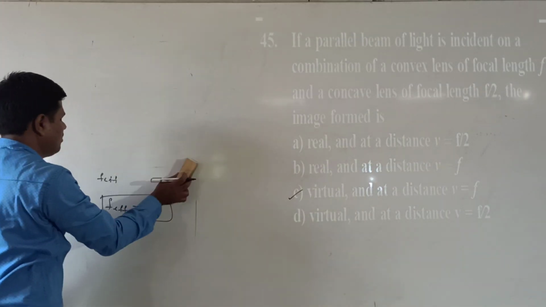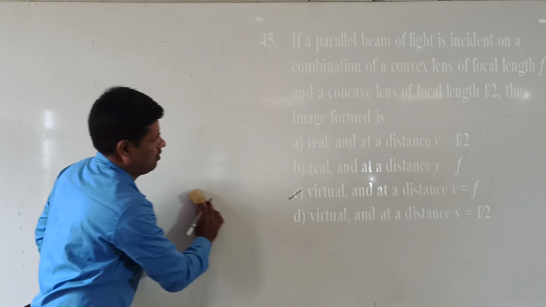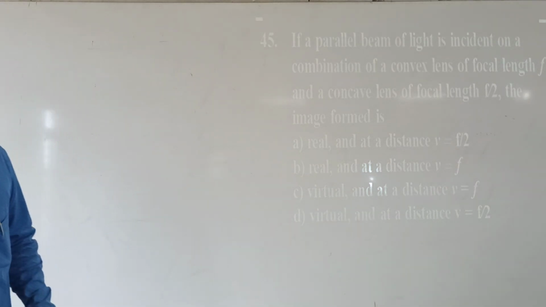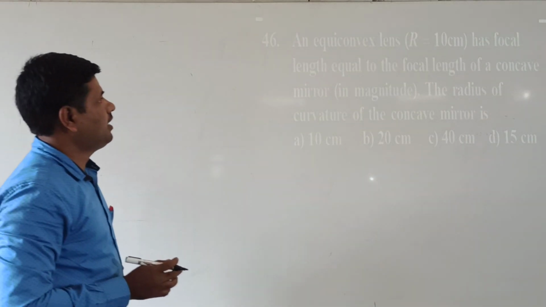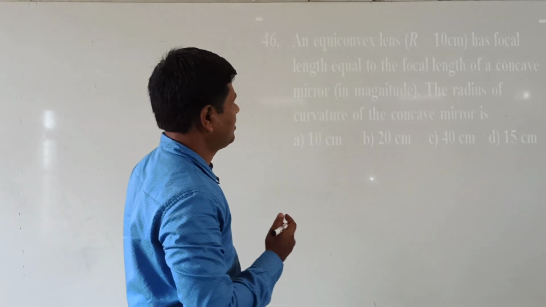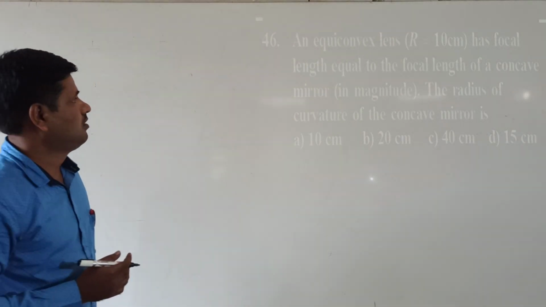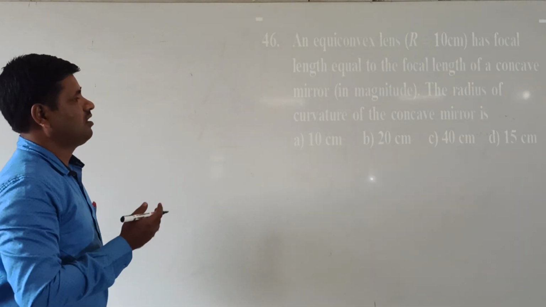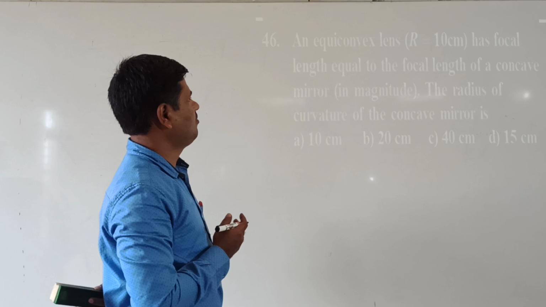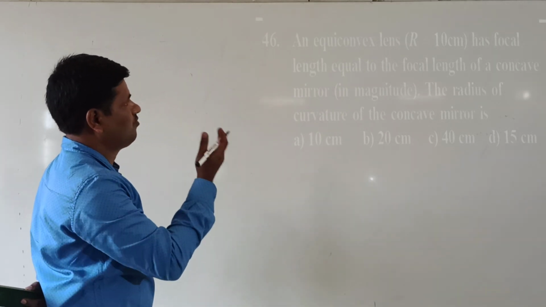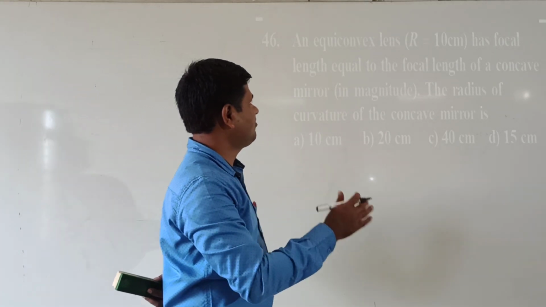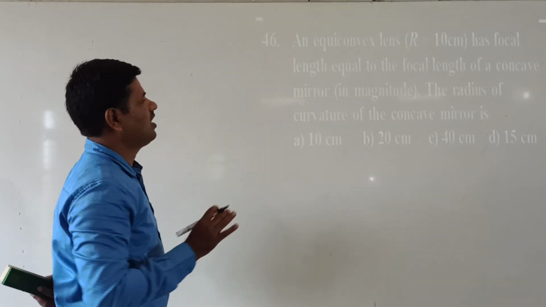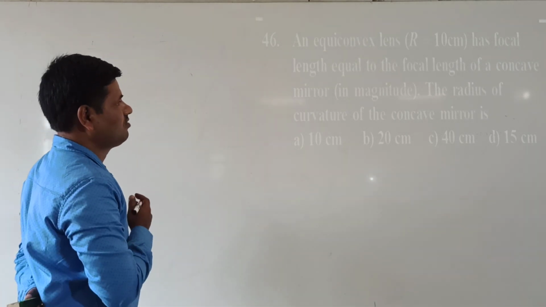Next we go to question number 46. An equiconvex lens has radius 10 centimeter given. The radius of curvature of the concave mirror is equal to the focal length of the concave mirror. The focal length of the equiconvex lens is the same as the focal length of the concave mirror. The radius is what we have to find here.